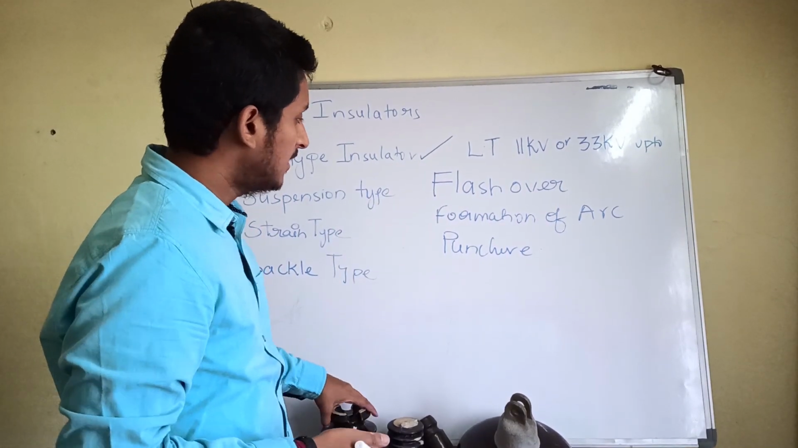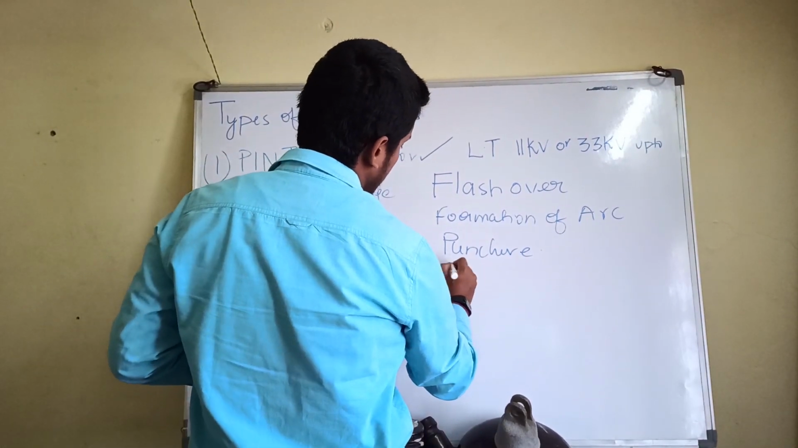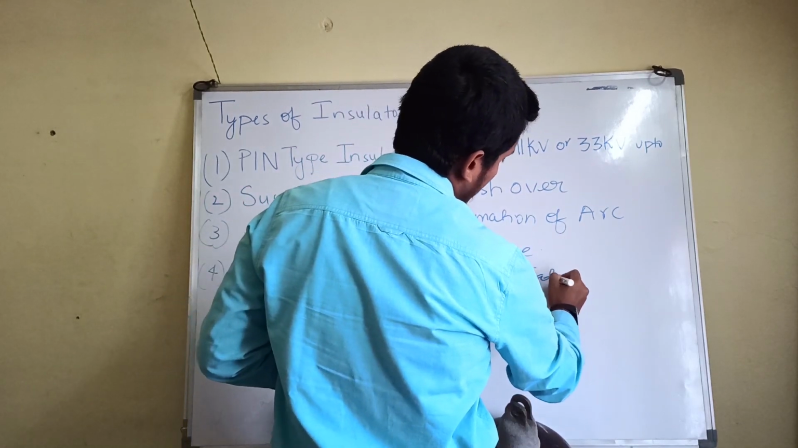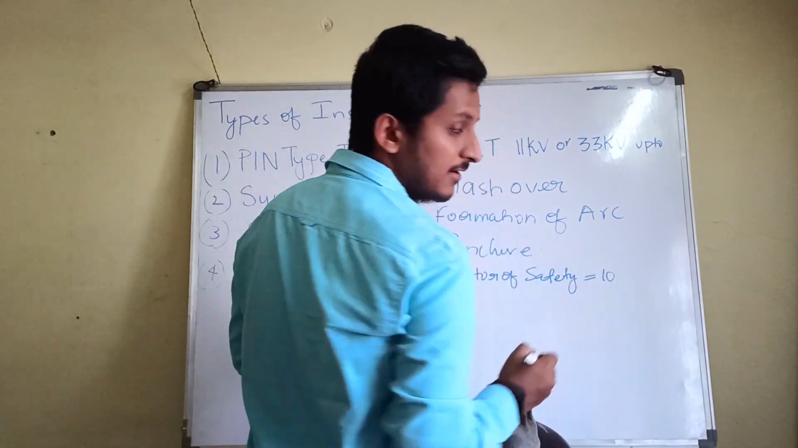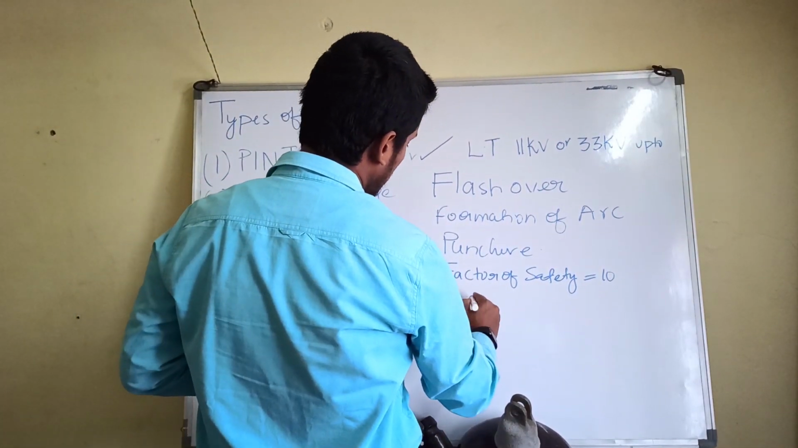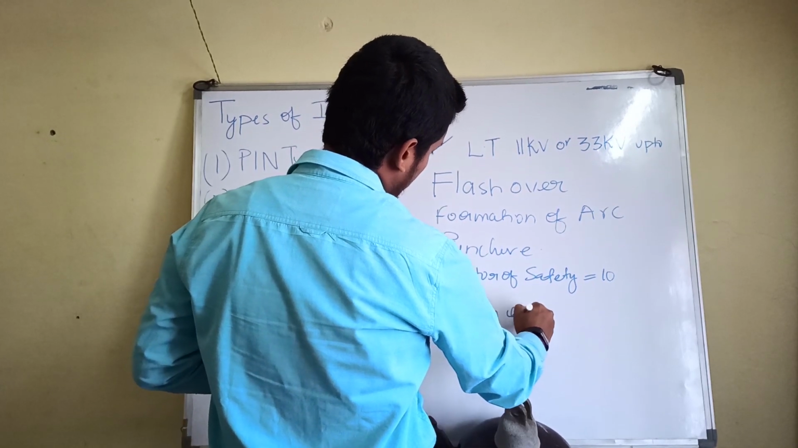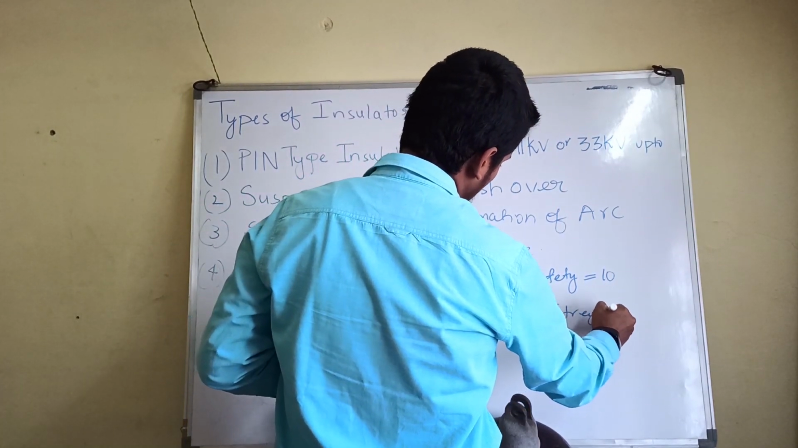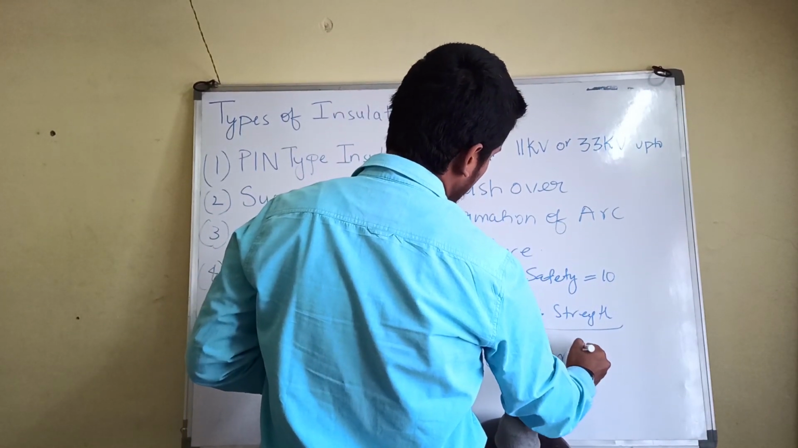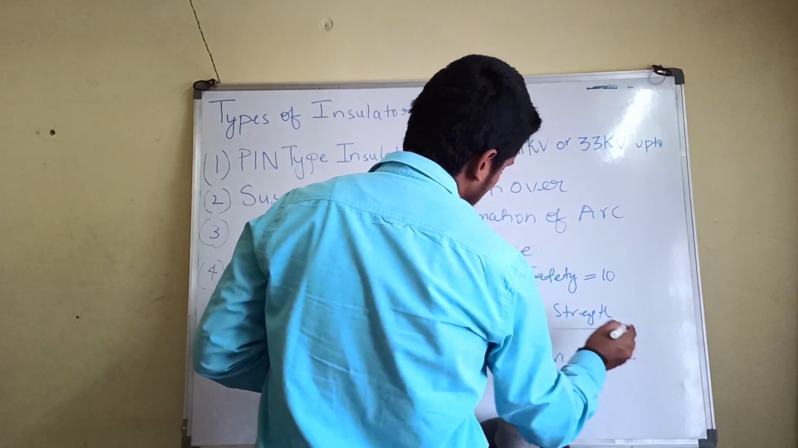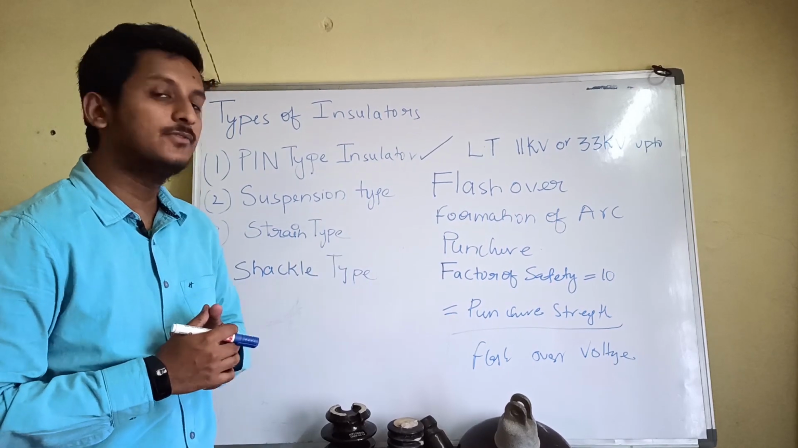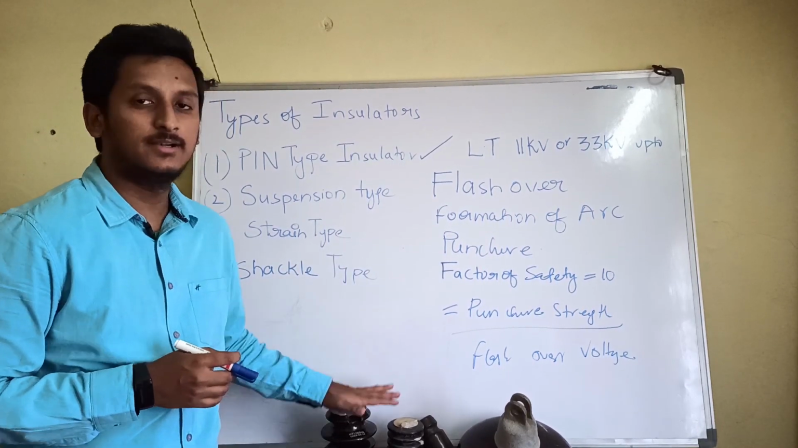Okay, next. Now the factor of safety. Factor of safety is equal to 10 for this insulator. That means the factor of safety is equal to puncture strength by flashover voltage. The ratio of puncture strength to the flashover voltage is called the factor of safety. That is given as 10.